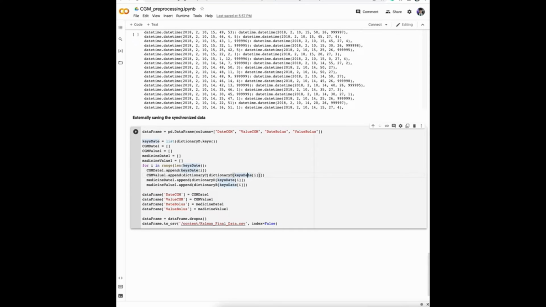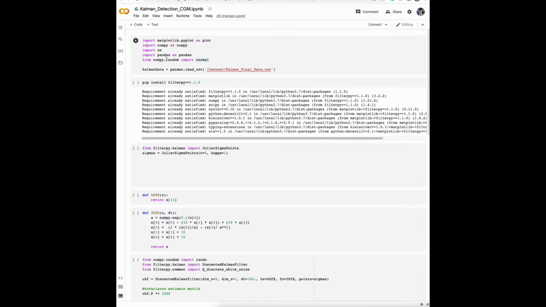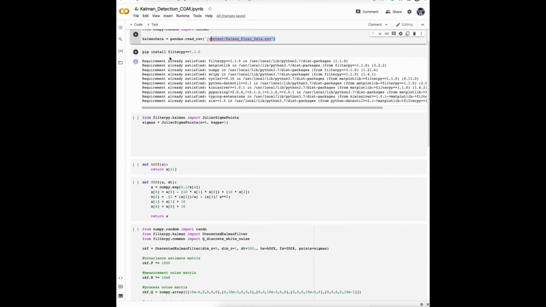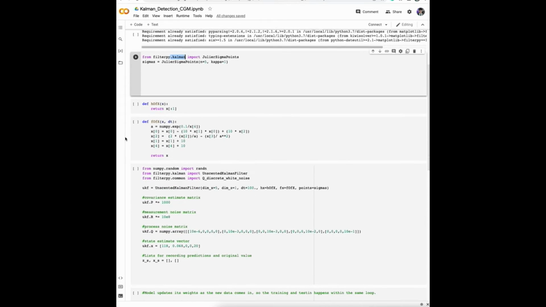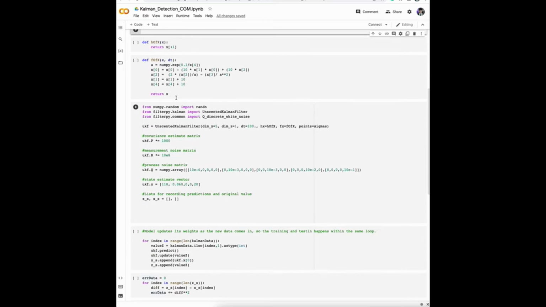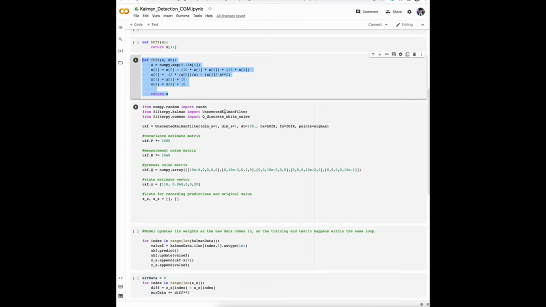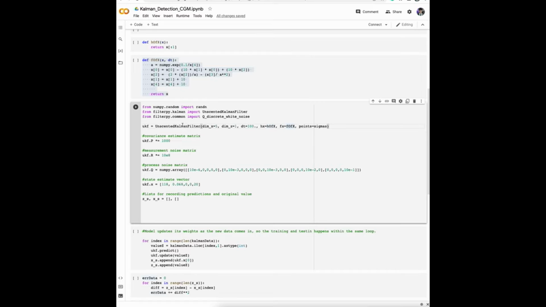So this processed Kalman final data.csv file is then used in the Kalman detection algorithm, where we import the file here, and we install filterpy, because that contains the Kalman library which we will use for implementing the Kalman algorithm. Now within the algorithm there are two functions that we need to define, which ultimately serve as the basis of how the Kalman algorithm will proceed. And these two are those functions which are then given as the input within the Kalman filter.